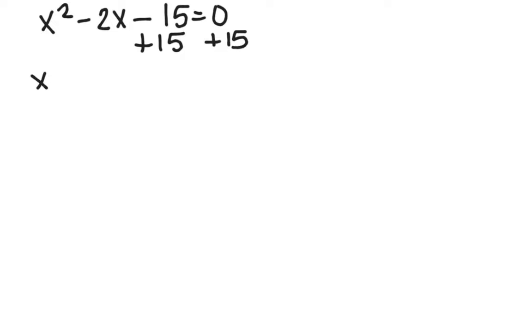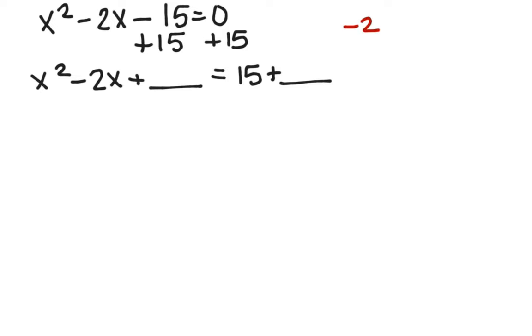Let's go with this one. x squared minus 2x minus 15 equals 0. Okay, so again, not a perfect square because 15 is not a perfect square. Add my 15 to each side. So that gives me x squared minus 2x, again put in my plus blank, equals 15 plus blank.